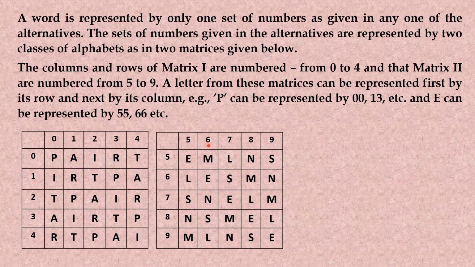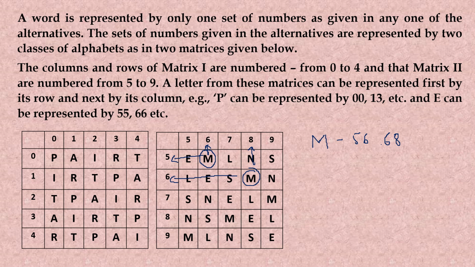Now let us consider that suppose we want to find out what number will represent the letter M in the matrix. So we find an M here. We will first write the row number. The row number here is going to be 5 and the column number here corresponds to 6. So the number is 56. Similarly, M is present here also. For this particular M, the row number is 6 and the column number is 8. So we always write the row number first and the column number afterwards.